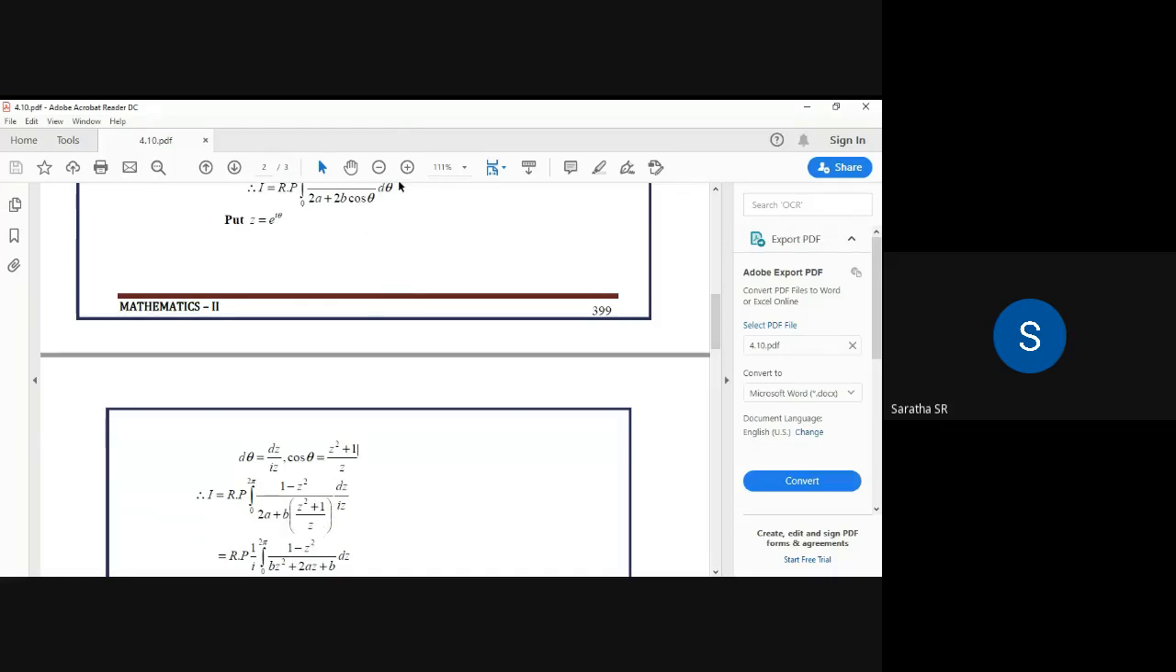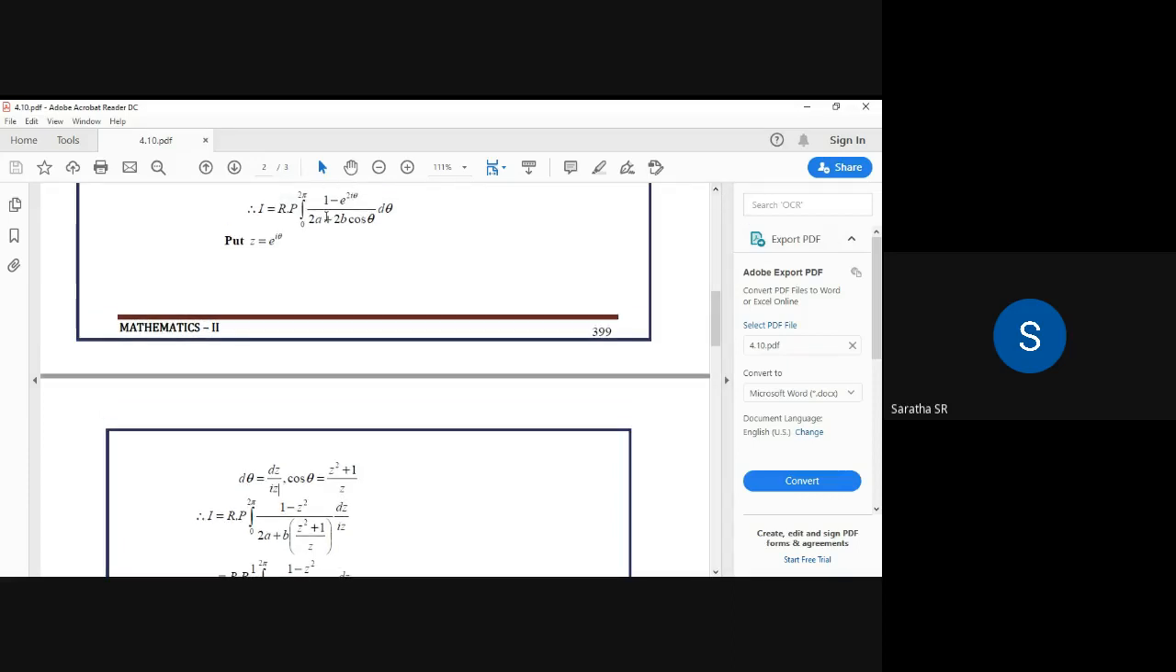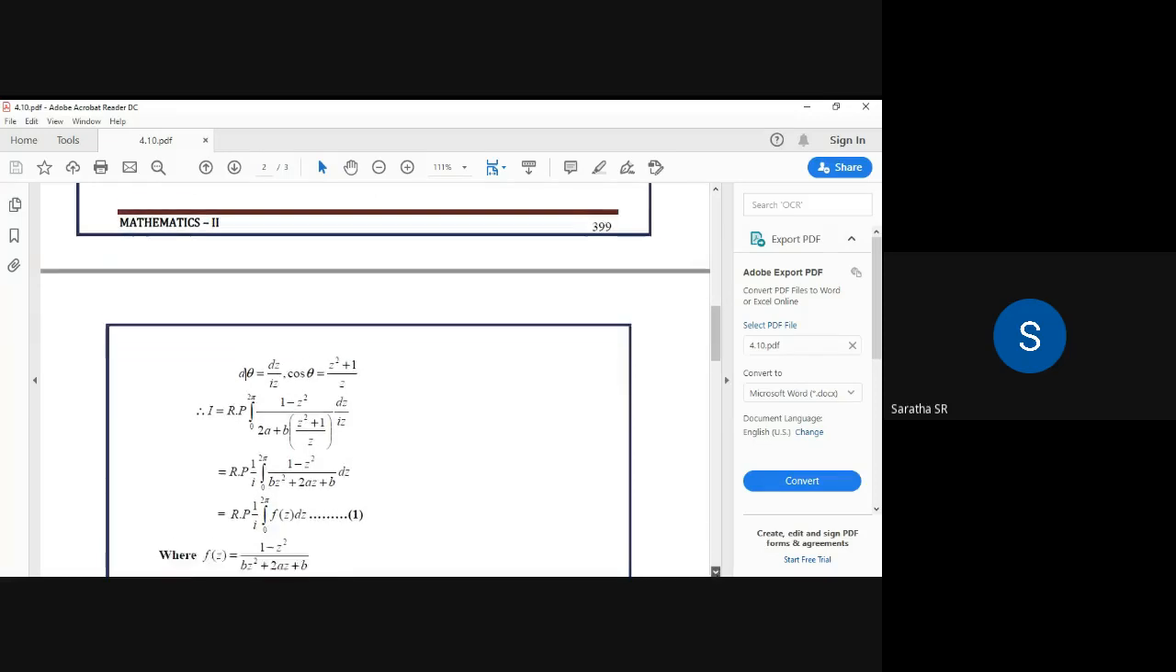Then we know that the d theta replacement is dz by iz. So we got it like this. The numerator, e power 2i theta, can be written as z square. Then 2a plus 2b into z square plus 1 divided by 2z. This 2 and this 2 will be cancelled. Then d theta can be written as dz by iz. Okay. So then simplify this.